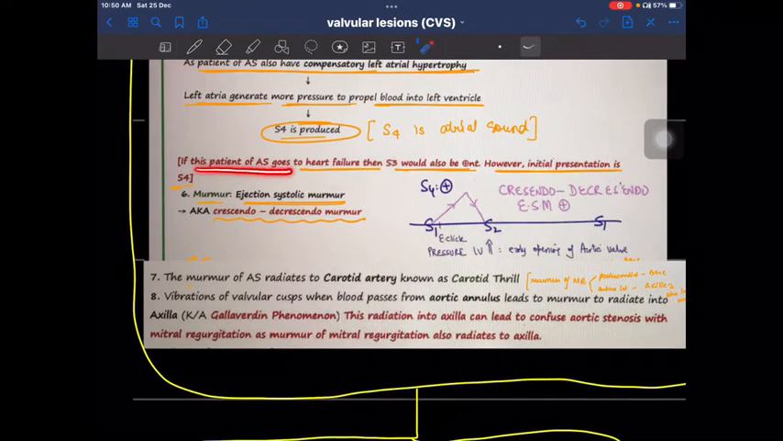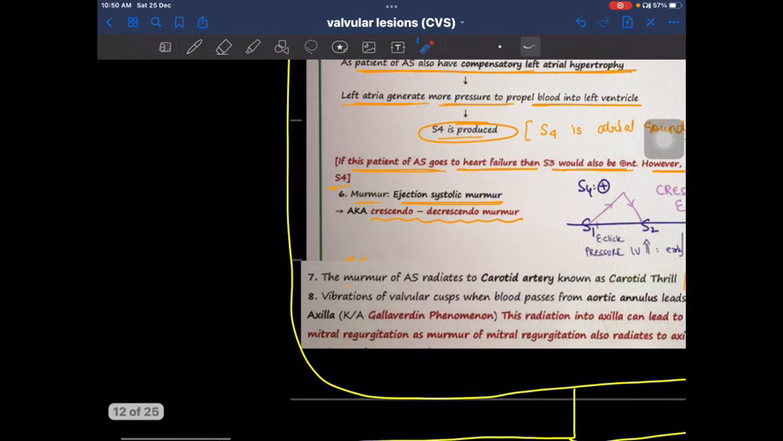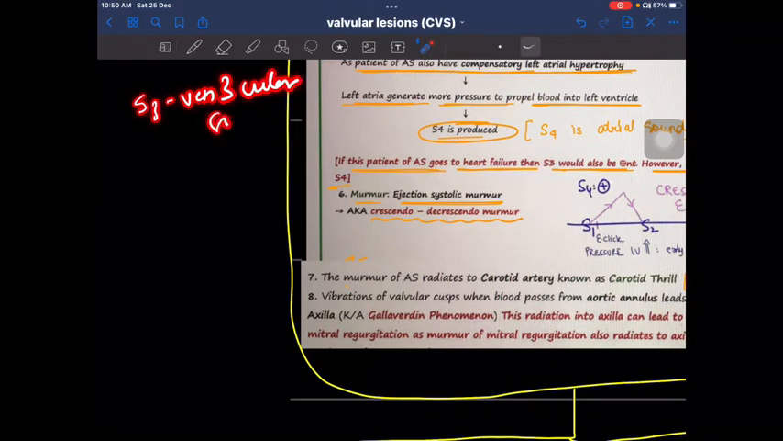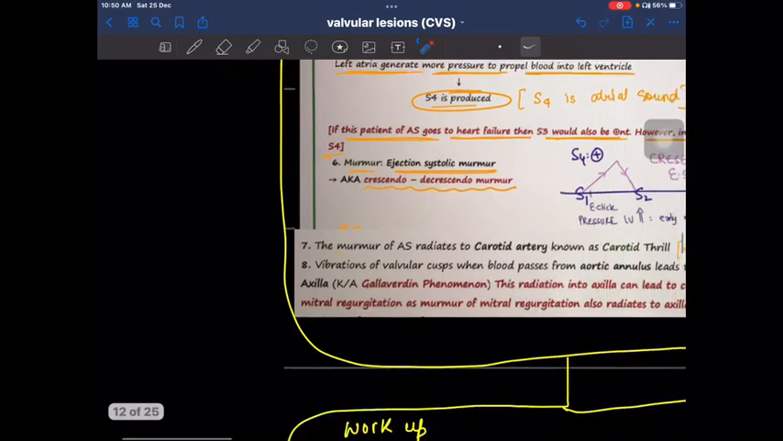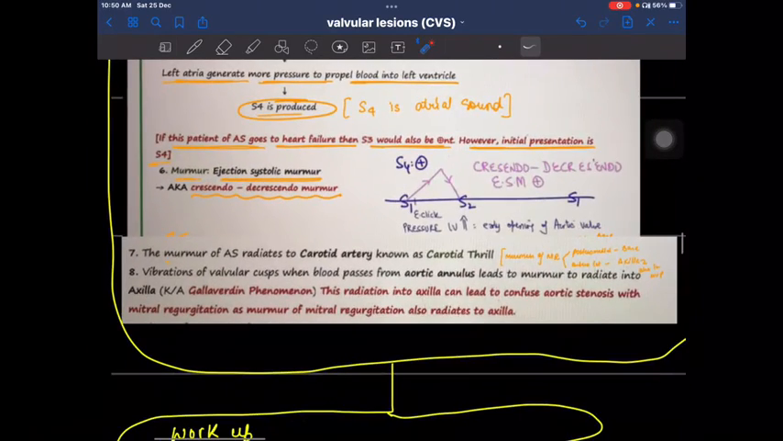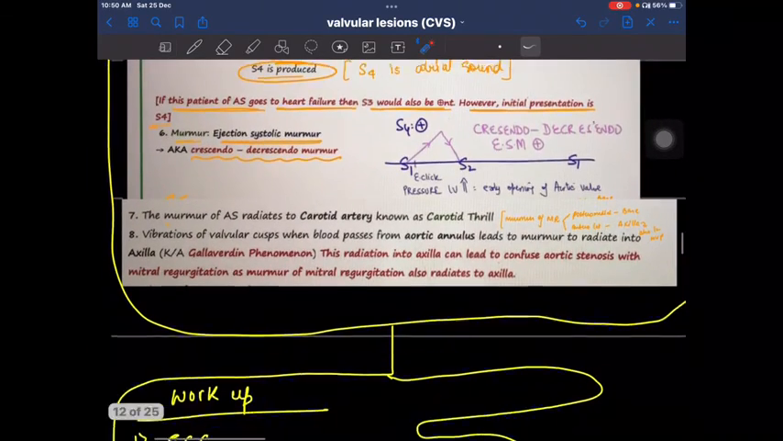If this patient of AS goes into heart failure, then S3 can also be present. Yeah, because I told you S3 is a ventricular sound. So when there is left ventricular failure, you will get this as well, S3. Okay. But however, initially S3 will not be present. Only S4 will be there.